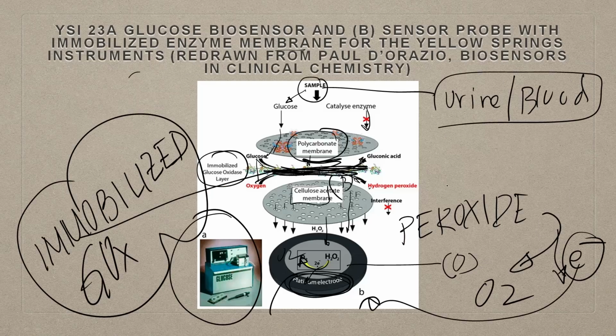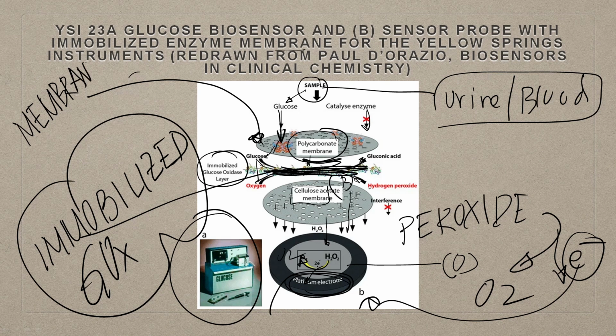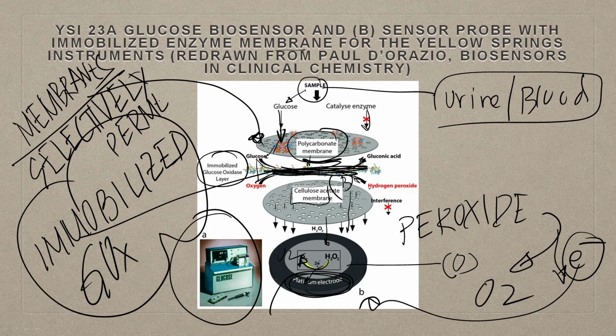So, you realize the first challenge. You have to have a membrane which is exclusively allowing glucose. So, when we talk about biosensors, one of the major areas of research is membranes. What kind of membranes could you use which are selectively permeable? You understand? They are selectively permeable.